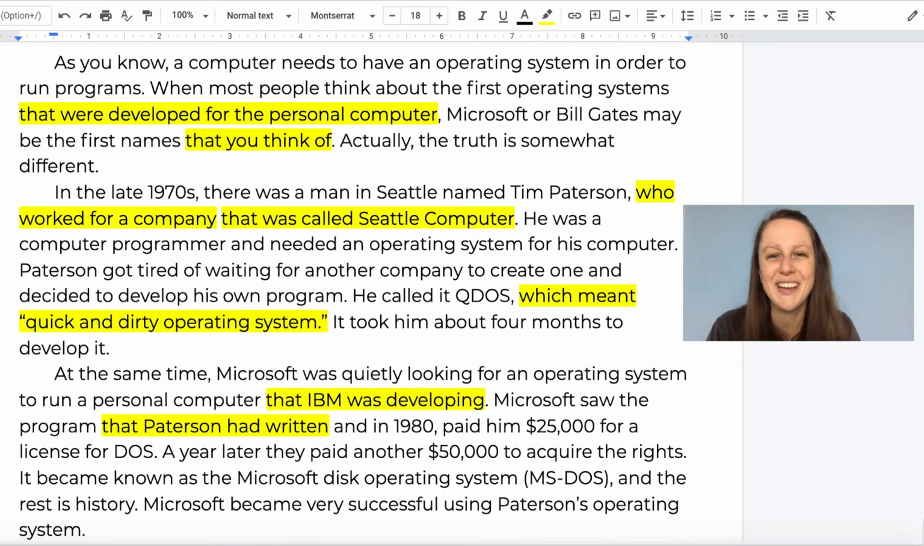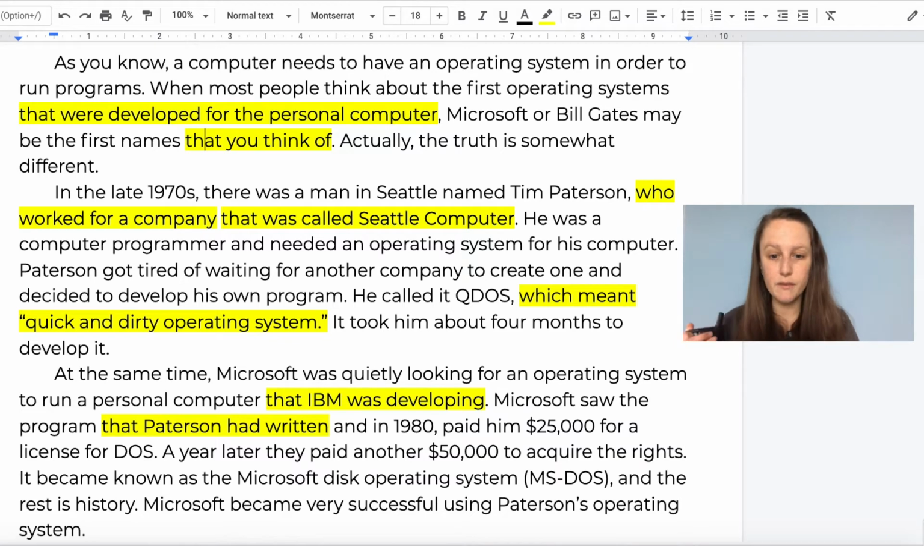As a side note, quick and dirty is a phrase that means something was made very quickly and maybe it's not perfect, but you just made it really quickly to get it done. It took him about 4 months to develop it, which is fast in this type of development.